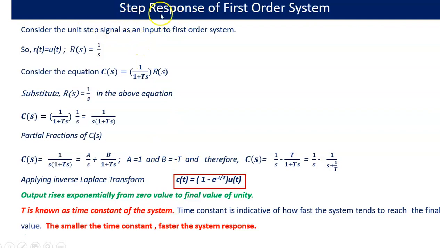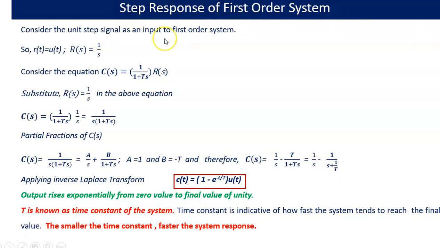Now, our aim is to find the step response of a first order system. What do you mean by step response? It is the response of the system with the unit step input. The input is a unit step input. At that time, what will be the output? That response is known as the step response. It is the response of the system when the input is a step. So, the step response of a first order system.